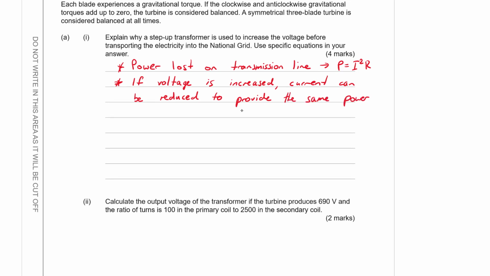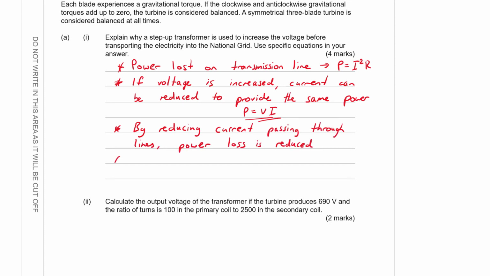So you mention P equals VI, so if you increase V, you can decrease the I. So by reducing the current passing through the lines, by increasing the voltage, the power loss is reduced. And I've just referred to that equation again. And this improves the efficiency of the transmission lines. Easy.